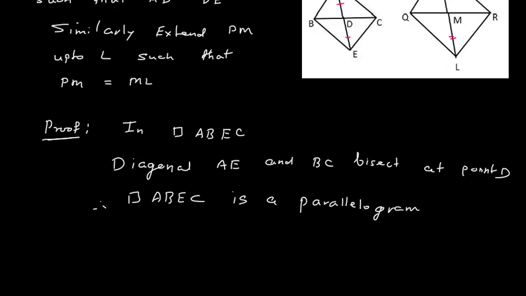Okay, so now this is a parallelogram. So what is the property of a parallelogram? That opposite sides are equal. So therefore side AC is equal to side BE. Okay, AC and BE are equal. This we will consider equation 1.